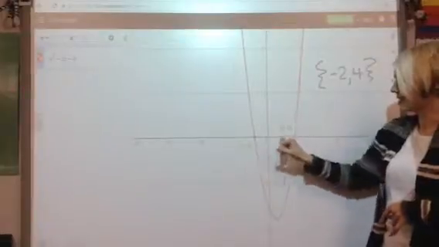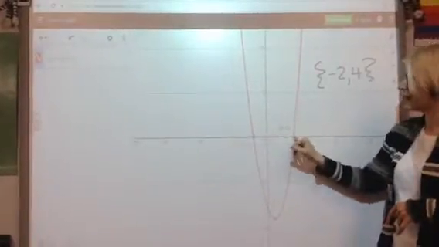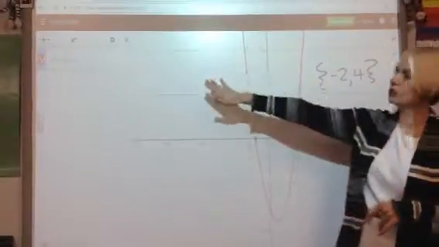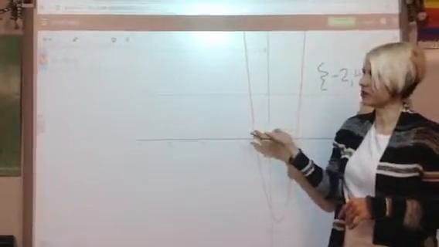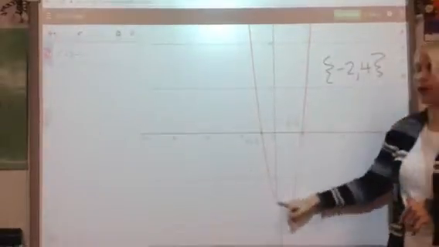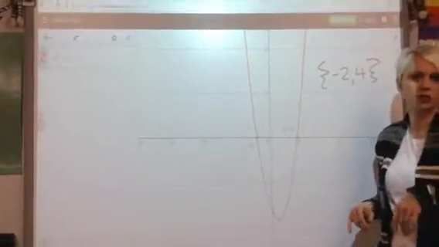You cross the x-axis in two places. So you graph that parabola using your Desmos or your other graphing calculator, whatever you're choosing to use, and then you would say where the solutions are. So try the example of two roots in your notes.